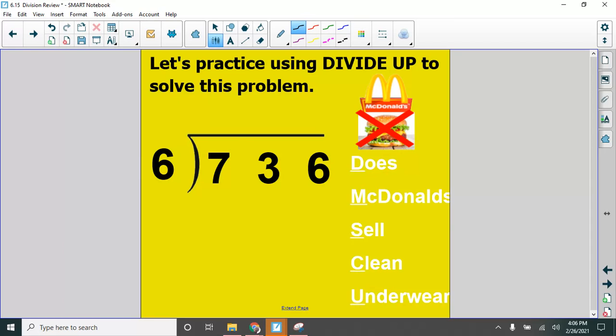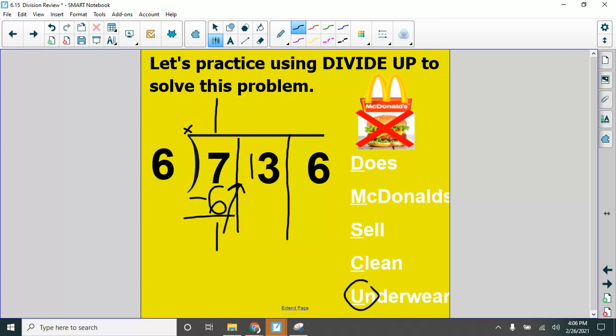To start here, remember we're going to split these place values. Then we're going to divide. How many 6s are in 7? Then 1. M for multiply. So 1 times 6 equals 6. Then subtract. Check to make sure 1 is smaller than 6. It is. And then the U here stands for up. So we're going to put that right there.